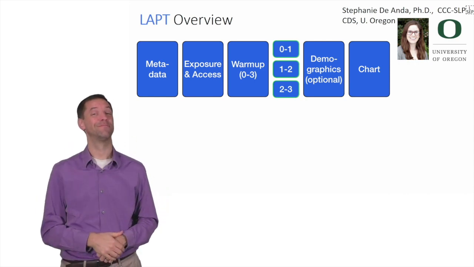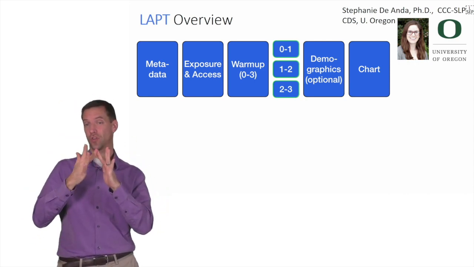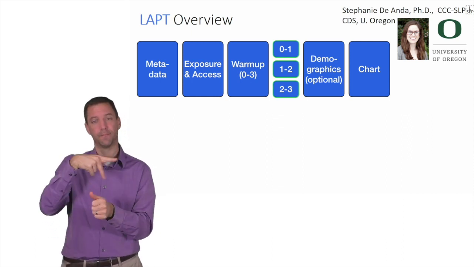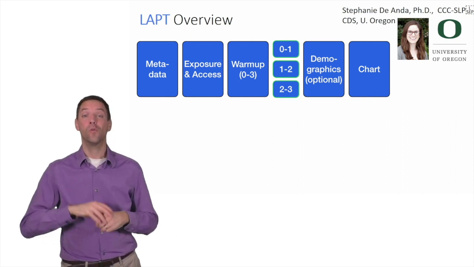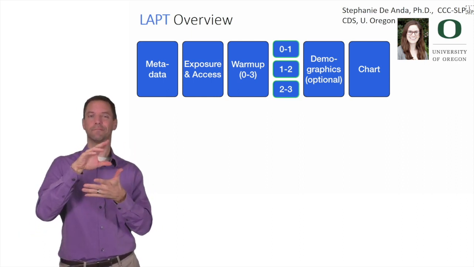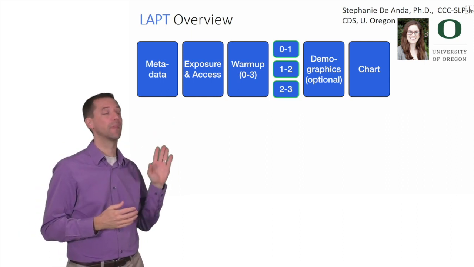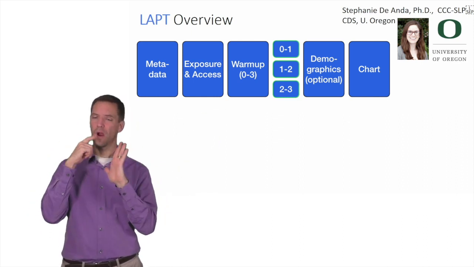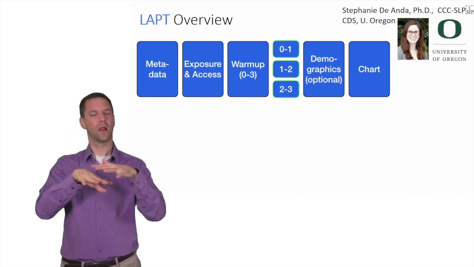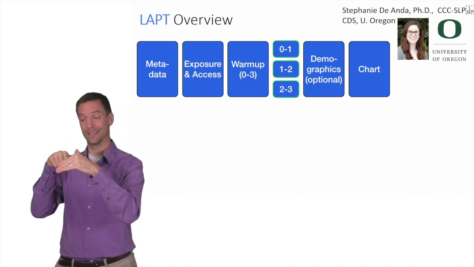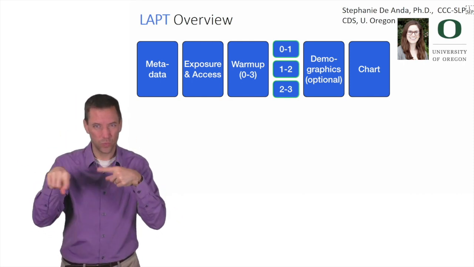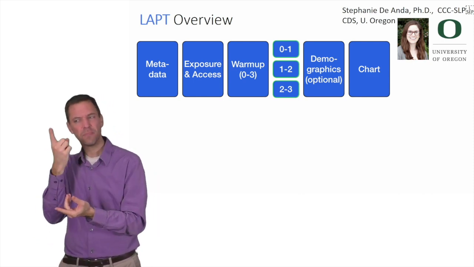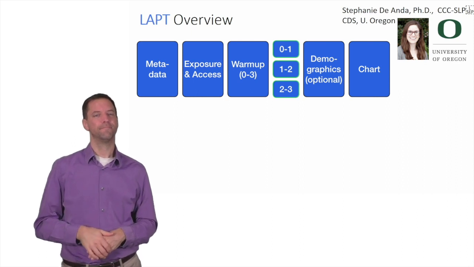So now let me show you the basic steps for administering the LAPT. Recall that this is run online through a secure HIPAA-compliant web portal. The first screen asks you to document some metadata, and then there's a screen that's designed to help parents understand the difference between language exposure and language access, just like I explained to you a few moments ago, using the same image. And families tend to be able to understand that.